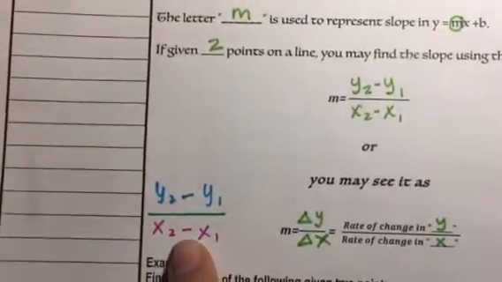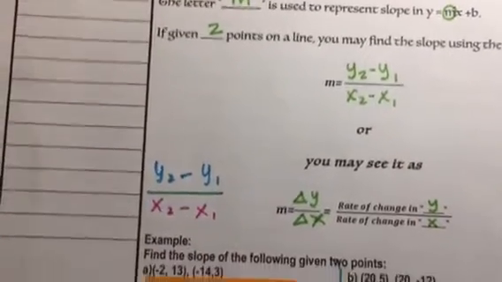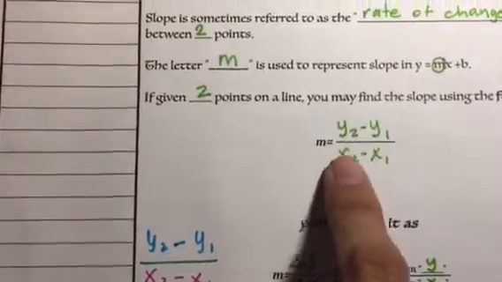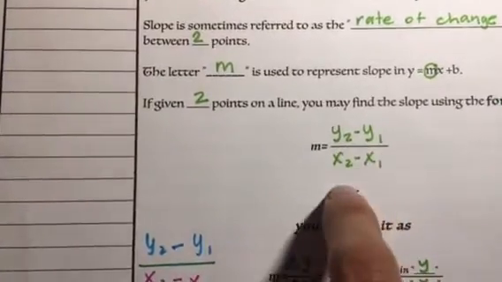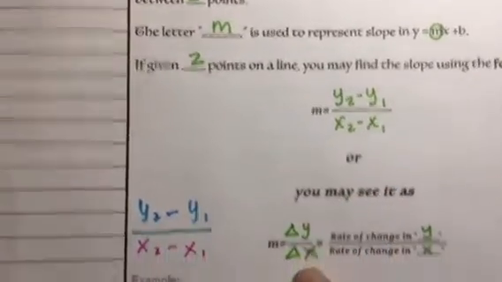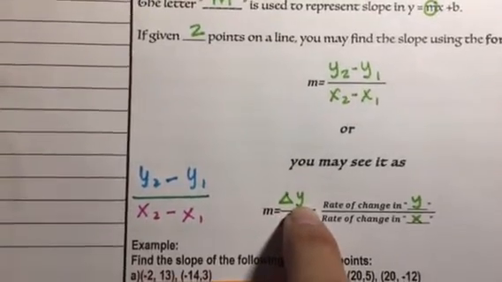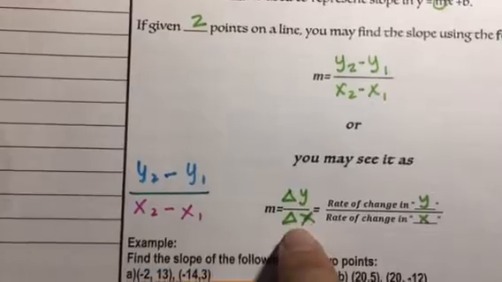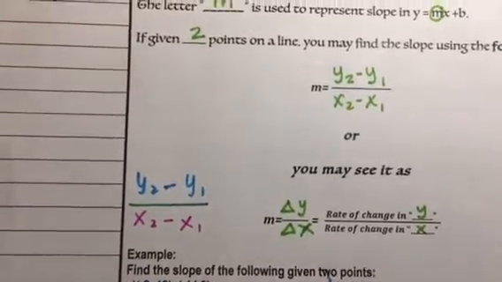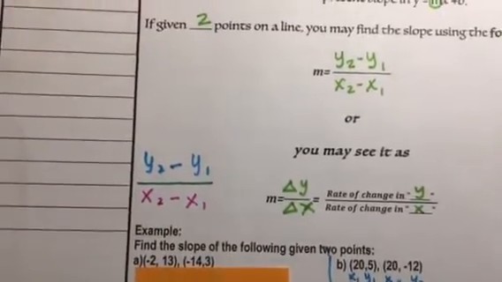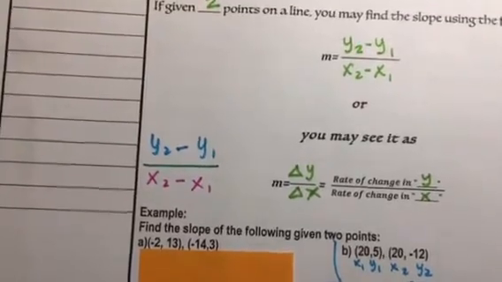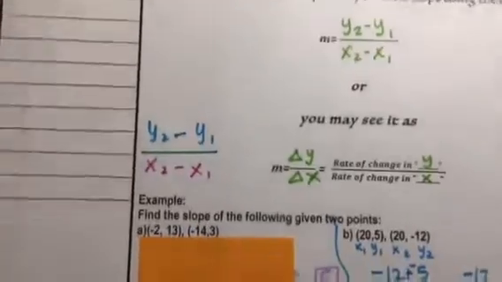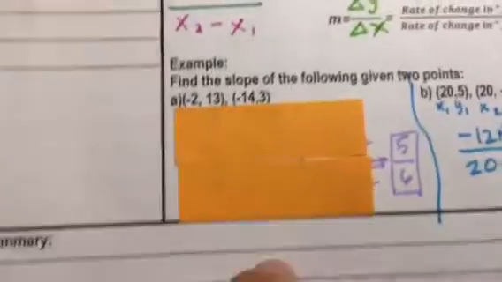So again, that's my formula. I just copied it because I'm going to work with it on the problems down here. y sub 2 minus y sub 1 over x sub 2 minus x sub 1. Or you may see it as delta y, which is the change in y, over delta x, which is the change in x. Okay, so just so that you can see that. Again, you're just finding the difference between both of the points. Okay, so here's an example.